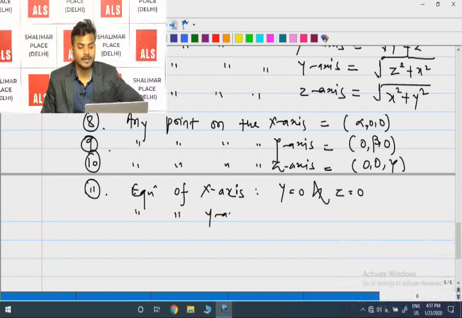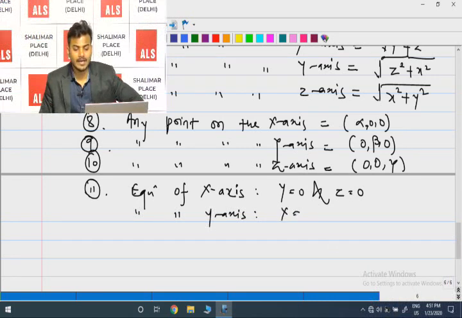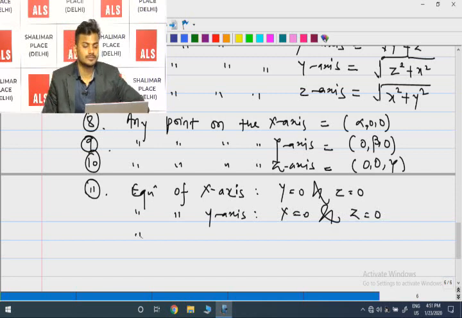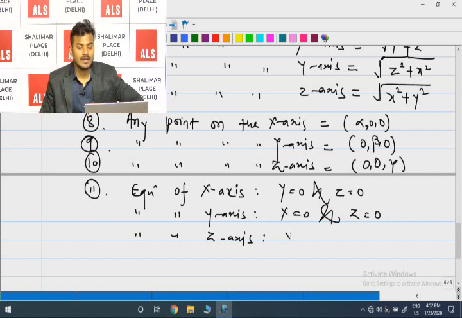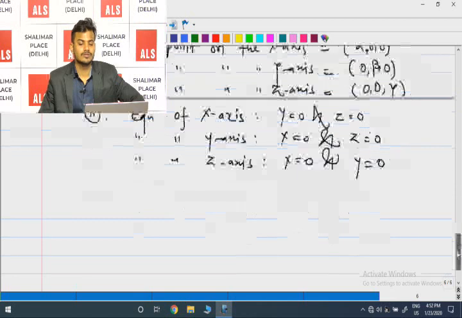Equation of the y-axis. What is the equation of the y-axis? x equals 0 and z equals 0. Equation of the z-axis. That will be x equals 0 and y equals 0.